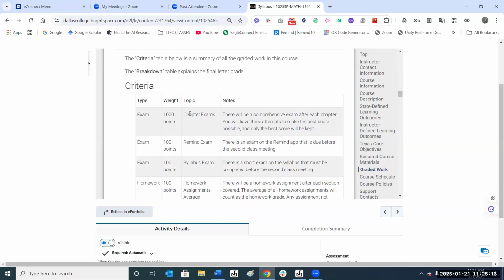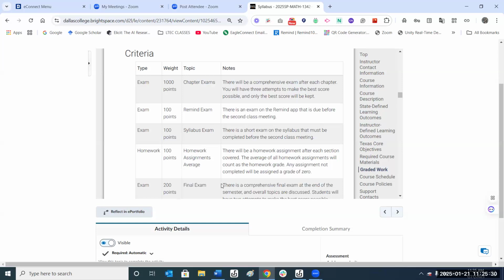Now, for homeworks, you have an infinite number of tries to get the best score. For chapter exams, you have 3 tries to get the best score. I'll keep the best score. The final exam, you have 2 tries to get the best score. I'll only keep the best scores.